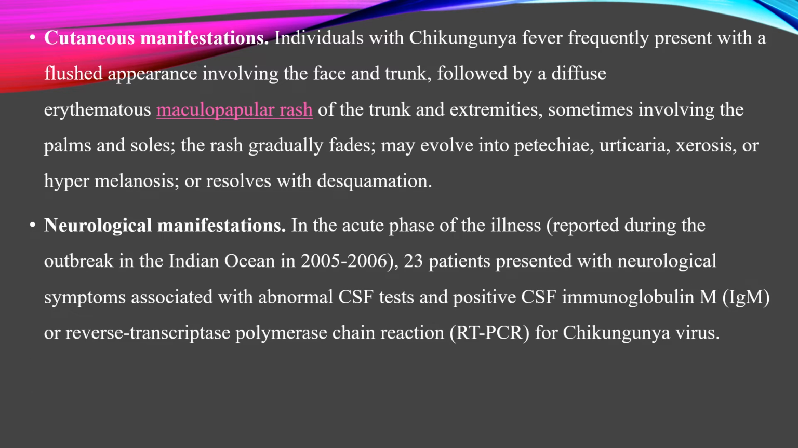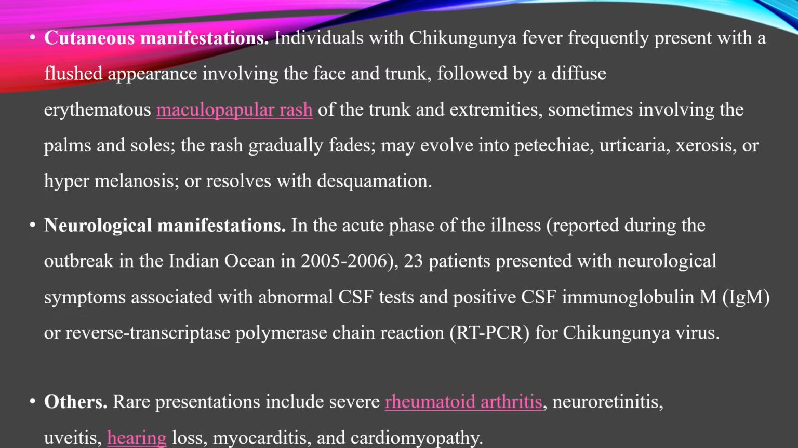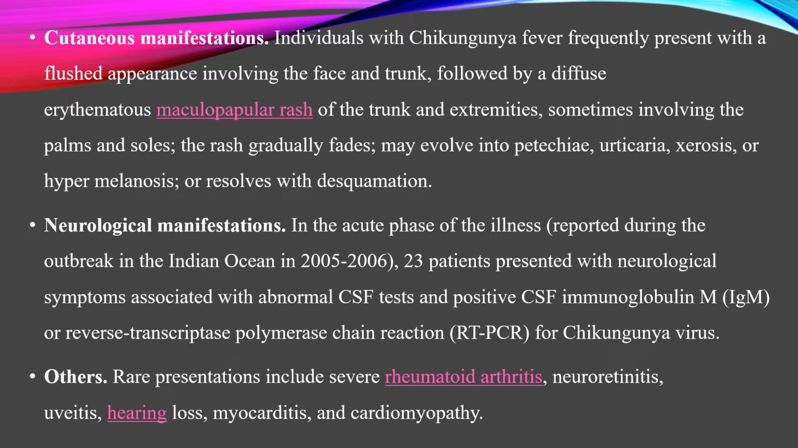Neurological manifestations. In the acute phase of the illness, which was reported during the outbreak in the Indian Ocean in the year 2005-2006, 23 patients presented with neurological symptoms associated with abnormal CSF tests and positive CSF immunoglobulin M or reverse transcriptase polymerase chain reaction for chikungunya virus. Other rare presentations include severe rheumatoid arthritis, neuroretinitis, uveitis, hearing loss, myocarditis, and cardiomyopathy.